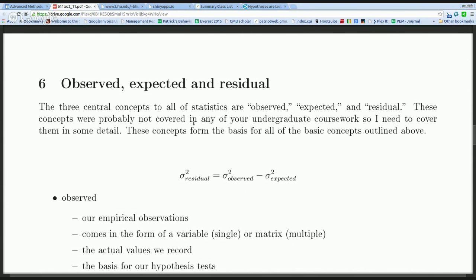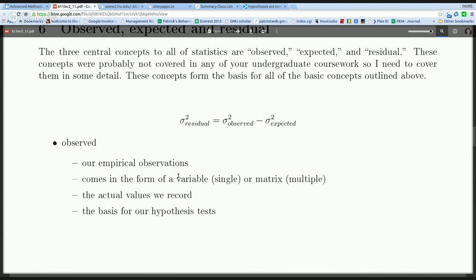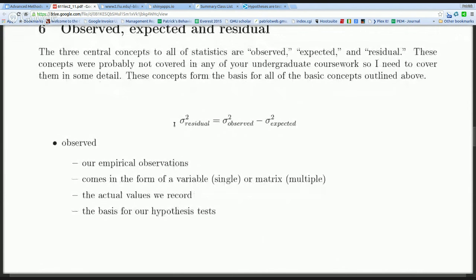So here is an equation. Well, I don't want you to get too hung up on equations, but really it's this little sigma, this little curly thing with a square on it, that's variance. So we have residual variance is equal to observed variance minus expected variance. Okay, so what are these parts?